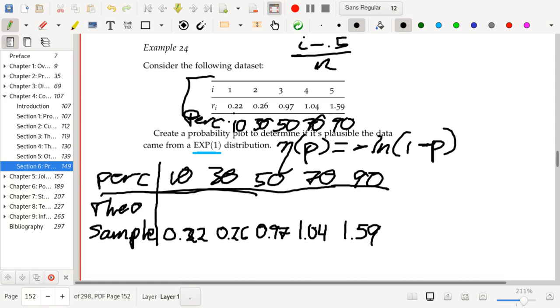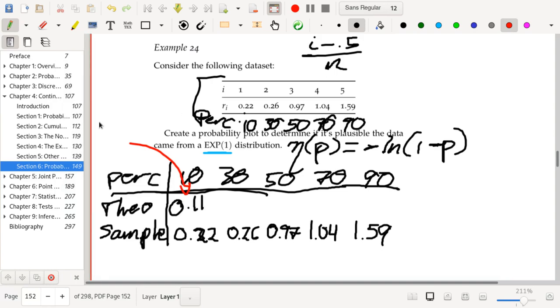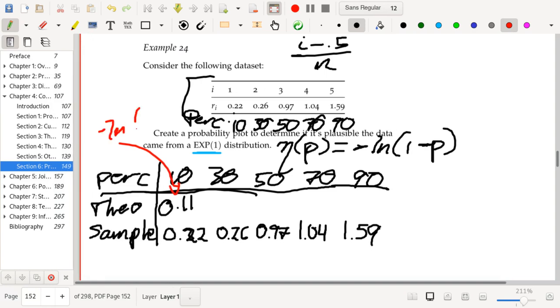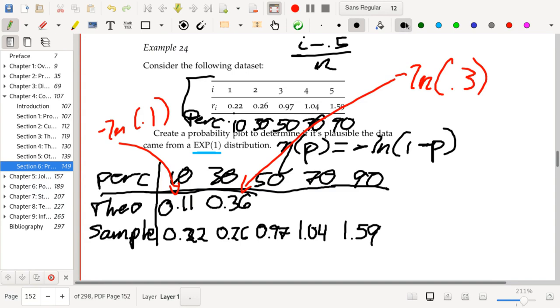As for the theoretical, the first number is 0.11, which is negative ln of 0.1. Then our next percentile is 0.36, which is negative ln 0.3. So we're just using our percentile function. And then we have 0.69, 1.20, and 2.30 for our final percentiles.